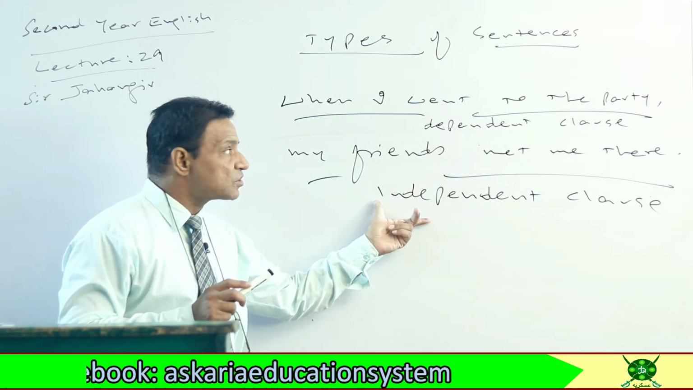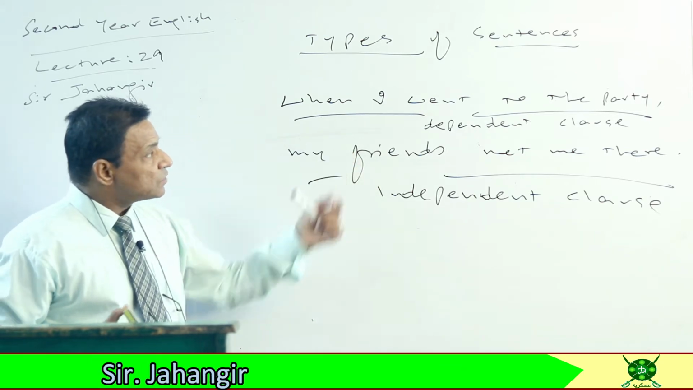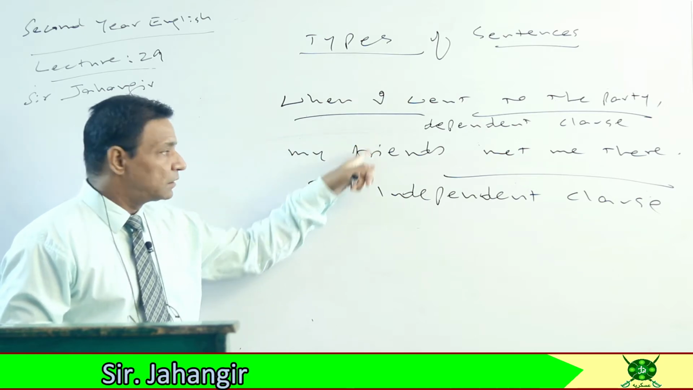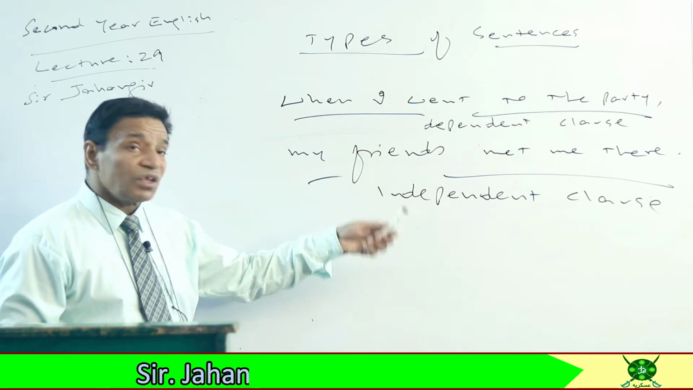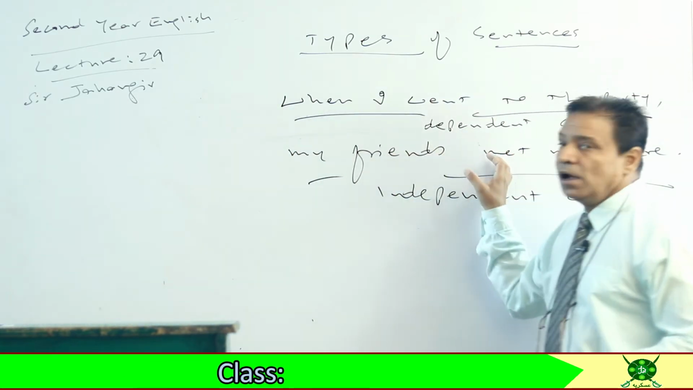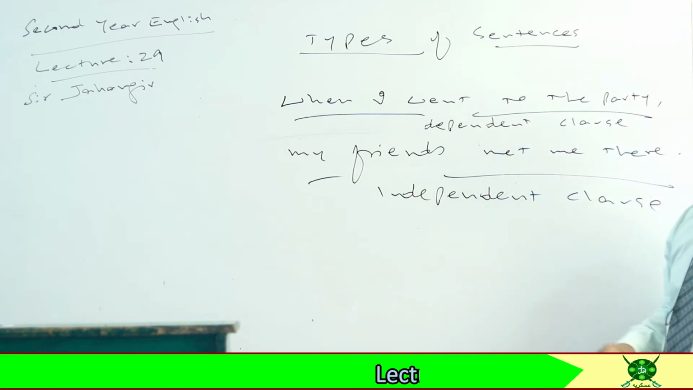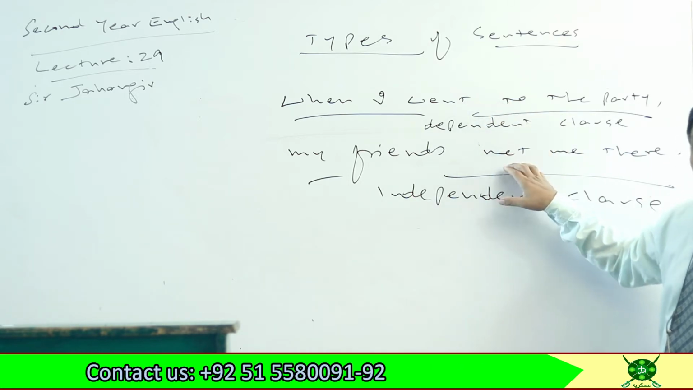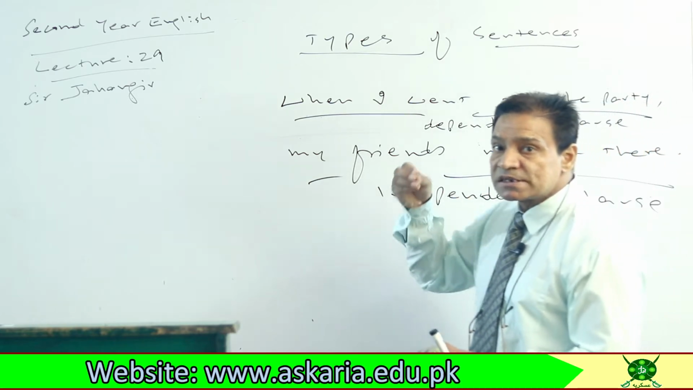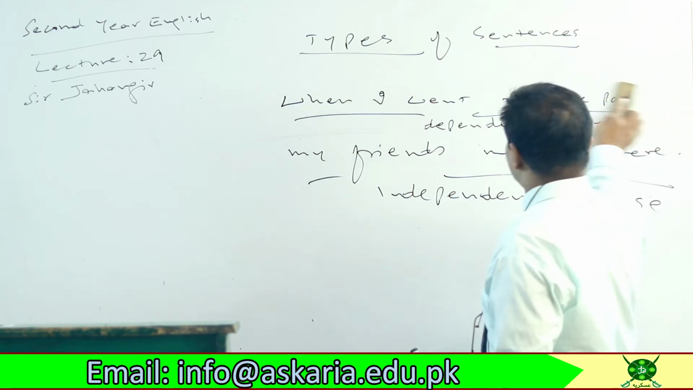So I try to make things very easy. When I went to the party, not complete, dependent. My friends met me there. So this is related to structure. I'm not going to tell you what function is performed in this sentence. The main thing is the structure, which talks about clauses. So this talking about structure is called the type of sentence.